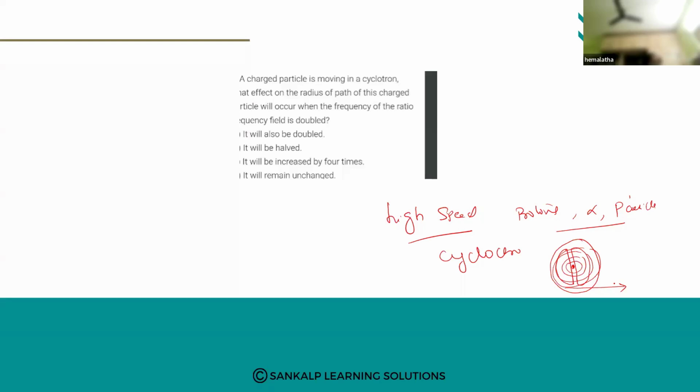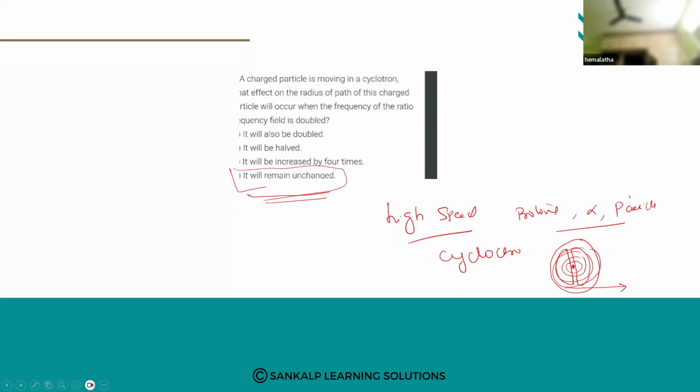Effect on the radius of path of this charged particle will occur when the frequency of the radio field is doubled. It remains unchanged. No, nothing changes. If the frequency changes, nothing can change. The frequency remains unchanged. So while talking about the cyclotron, let us explain everything.